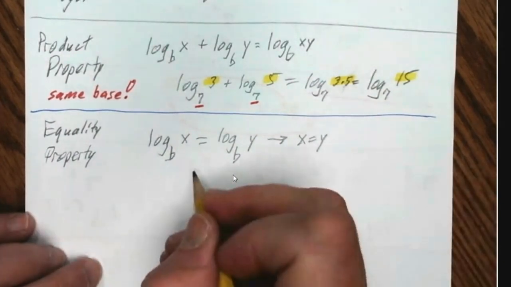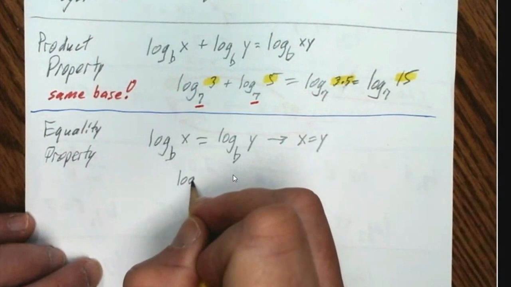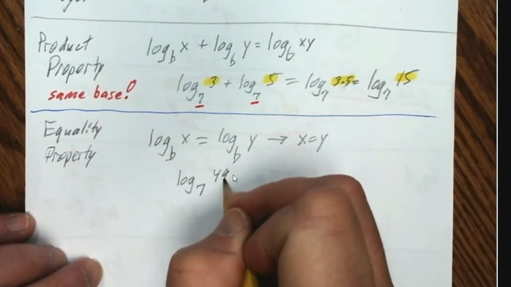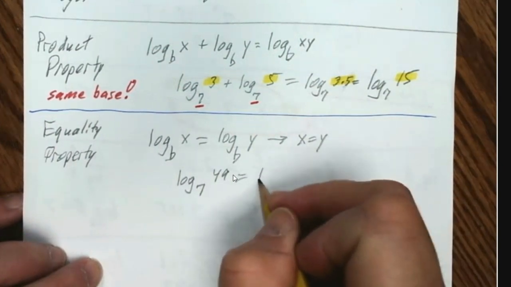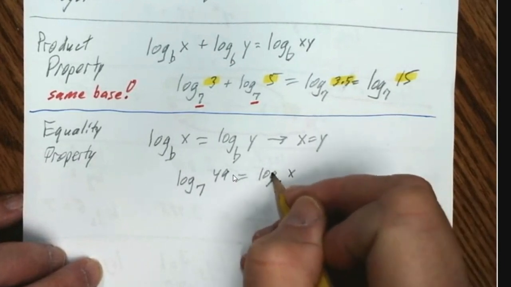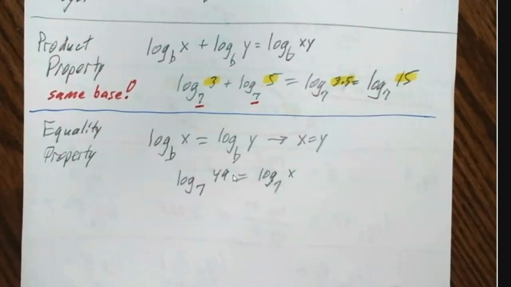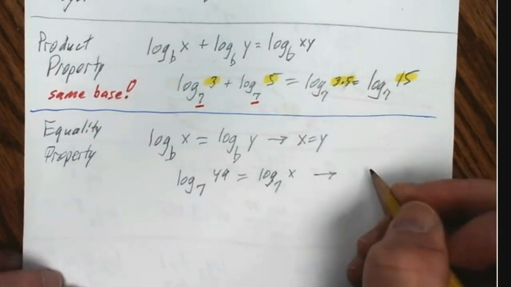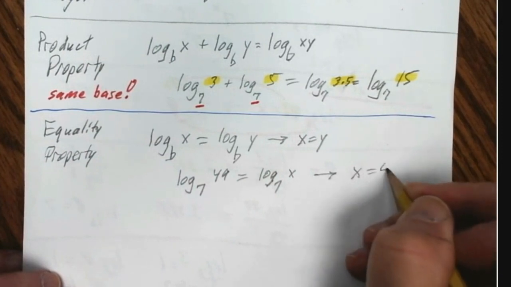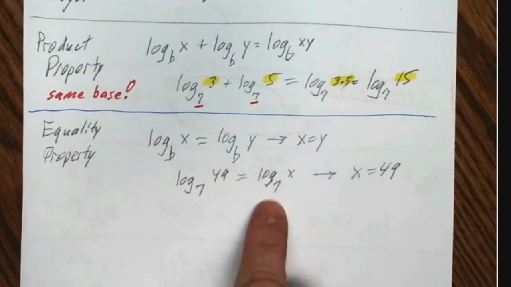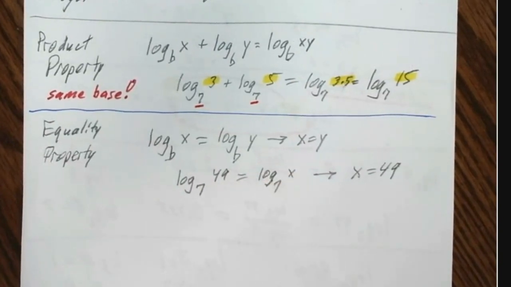So, for example, if we have log base 7 of 49 equals log base 7 of x, guess what x equals? That tells us that x equals 49. Log 7 of 49 has to equal log 7 of 49. Duh. I call that the duh property.